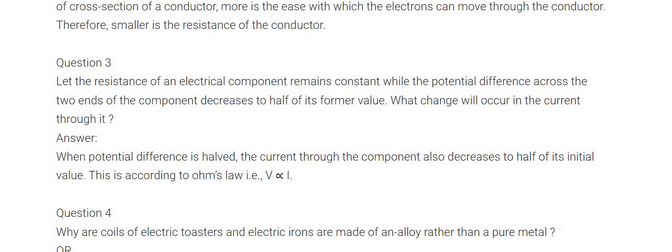As per Ohm's law, V is directly proportional to I. So on that basis we can say that if the potential difference is halved, then the current through the component is also decreased to half.